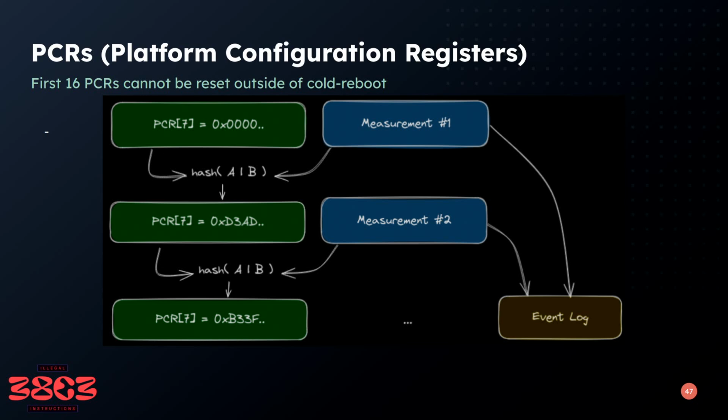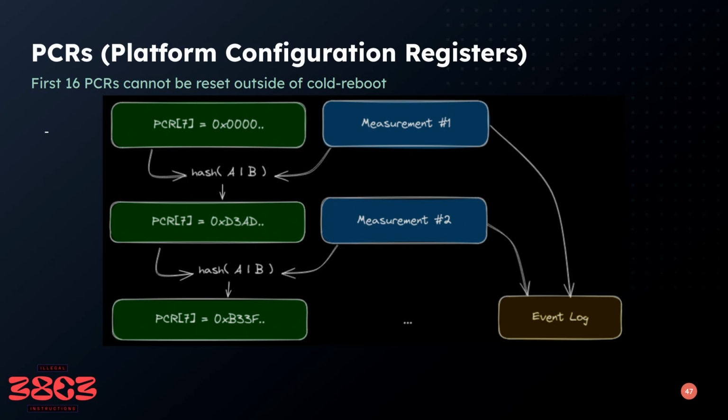And then whenever you take a measurement and put it into one of these PCRs, you take the previous value of the PCR, you add the measurement, you hash them, and you have a new value for the PCR. And you can just chain that down. The hash function is usually SHA-256, a pre-image resistant, good hash function. There is no going back. And that's the crucial part.